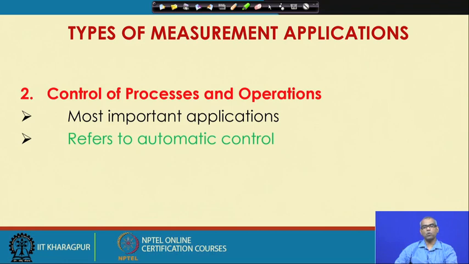So, next comes control of process and operations. The first one was only monitoring. The next, which is the most important application and refers to automatic control of processes, is control of process operations. Here you not only monitor, you actually take corrective actions. So, let us take an example to know more about it.